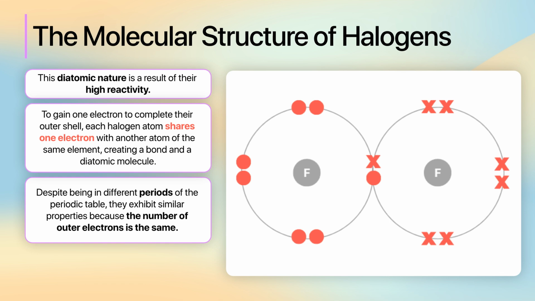In summary, the halogens are a series of highly reactive nonmetals with 7 electrons in their outer shell. They exist as diatomic molecules in nature and form similar chemical bonds due to their electron configurations. Understanding the electron configuration and molecular structure provides insight into their reactivity and properties.